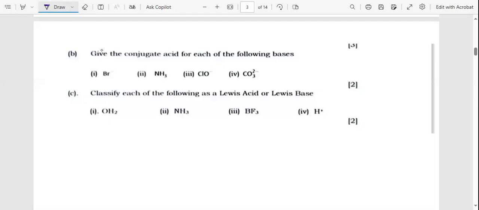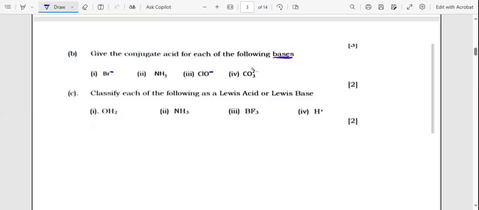The other thing is, give the conjugate acid for each of the following bases. So these are bases. By the way, there's a negative there, and also there's a negative there that you can't see. So now we are asked to give the conjugate acid.